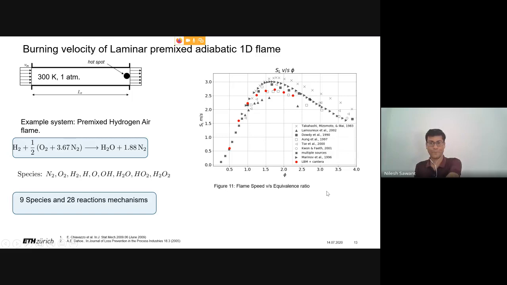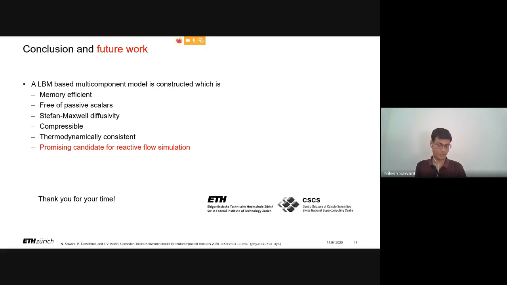So what have we achieved? What we have created now is an LBM model that is efficient in terms of memory. It is also free of passive scalars. It has Stefan-Maxwell diffusivity, is compressible and thermodynamically consistent. And now that we know that it works, our future work will be more focused on how to do reactive flows with this model.